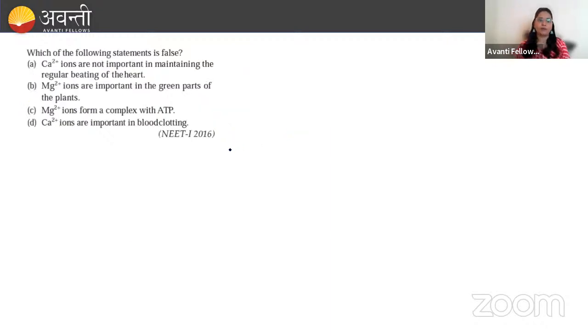Okay, next problem. Which of the following statements is false? Calcium 2 plus ions are not important in maintaining the regular beating of the heart. Mg2 plus ions are important in the green parts of the plants. Mg2 plus ion forms a complex with ATP, and Ca2 plus ions are important in blood clotting.